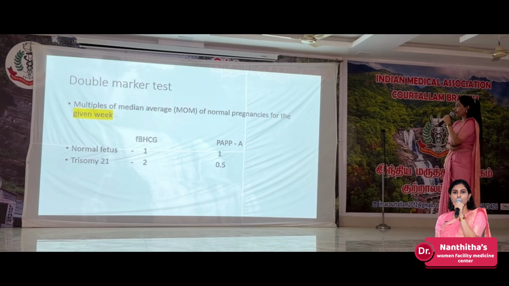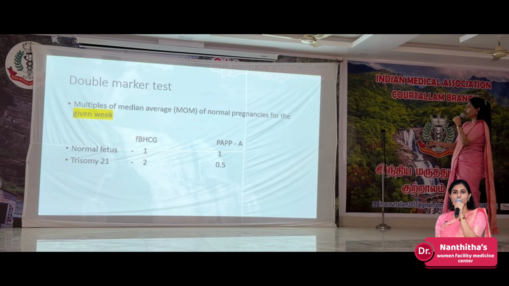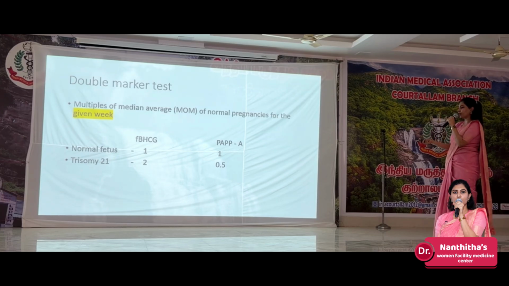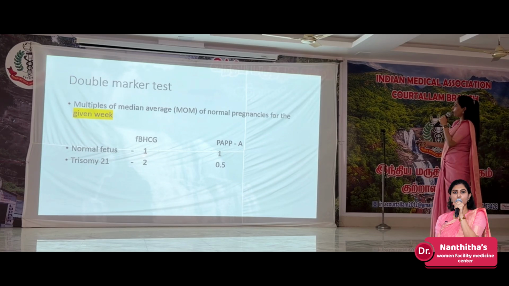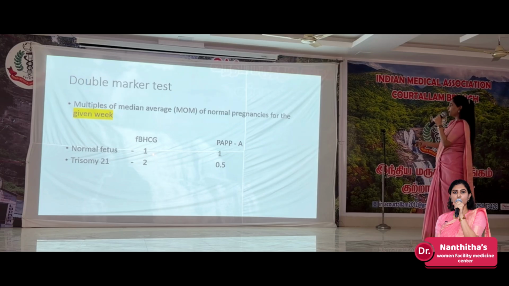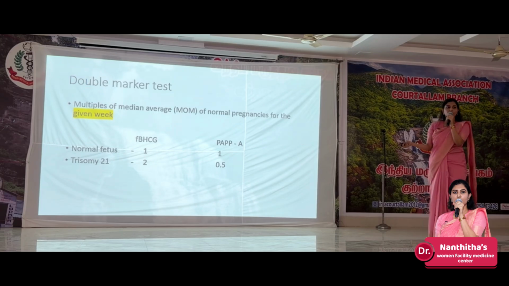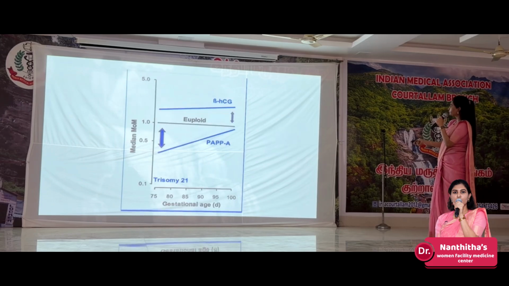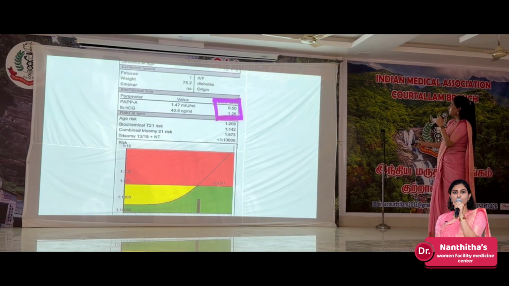Then coming to the double marker test, as I told you, the free beta HCG and PAPP-A from the maternal blood we are going to check. For a normal fetus, you are going to look only at the MoM values, not the actual values. The MoM of these two hormones should be 1, for example 1.2, or it can be a little bit above or a little bit below, but it should be around 1. For trisomy 21, the beta HCG will double and PAPP-A will reduce. So, you are going to look at the MoM, not the value.